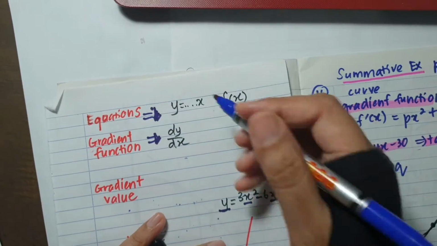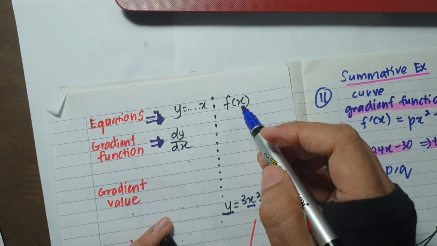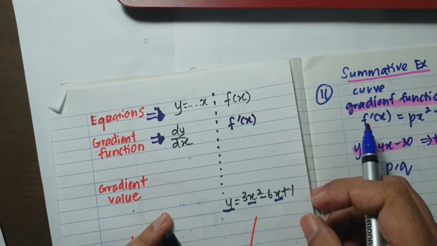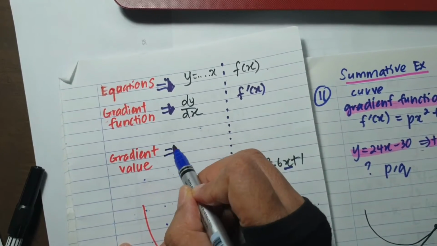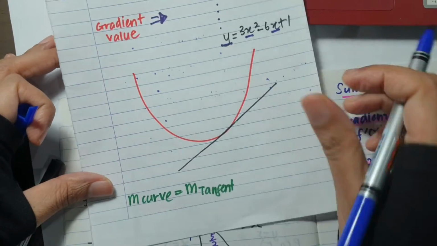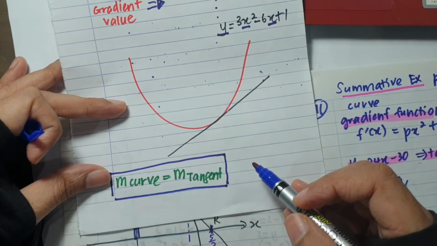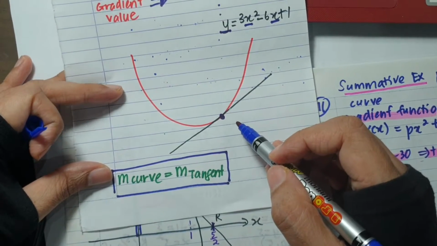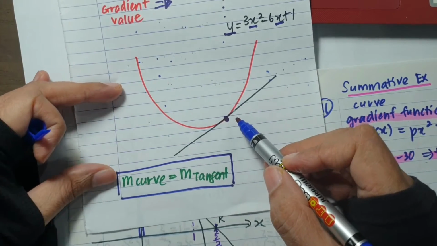If given fx as the equation of the curve, your gradient function notation is f prime x, the first derivative of the function. Then, if you have a tangent to the curve, you must understand this: the gradient of a curve at a point on the curve is defined as the gradient of the tangent to the curve at that point. So you kena faham tu.